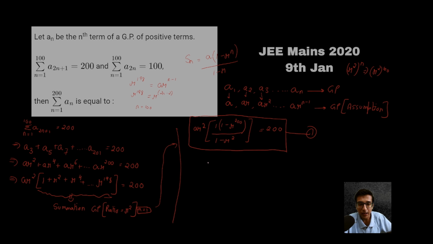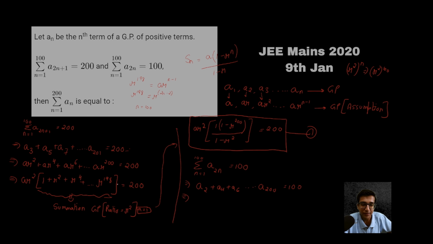Now let's look at the other part that has been provided to us. Summation n is equal to 1 up till 100, same, A2n is equal to 100. Initially they had given us the summation of all the odd terms. Now they are providing us with the summation of all the even terms. So if we simplify this by putting n equal to 1, then 2, and up till 100, we would get A2 plus A4 plus A6, and this goes on up till A200, which is equal to 100.